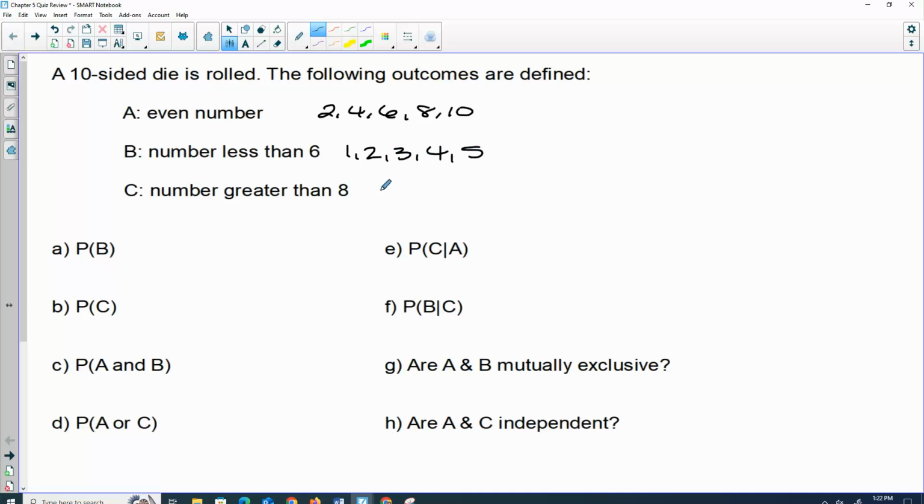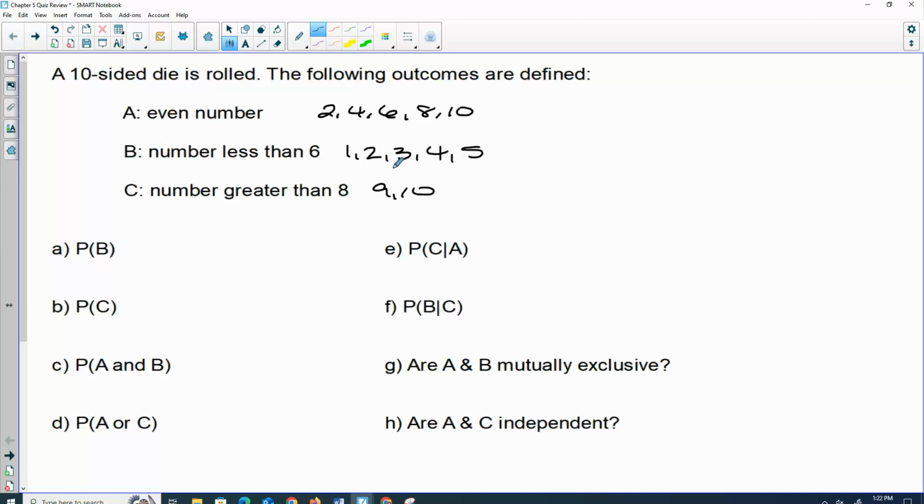And C is a number greater than 8. So what would my options be? 9 and 10. All right. So those are the different options for what I can roll. So first question, what is the probability of B?